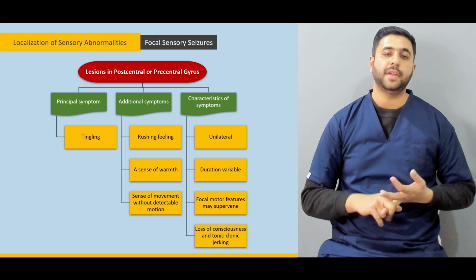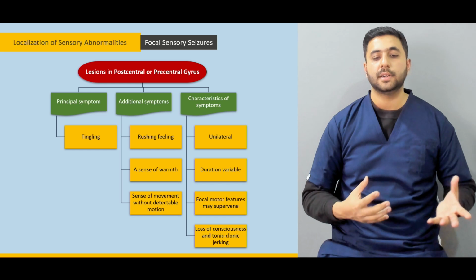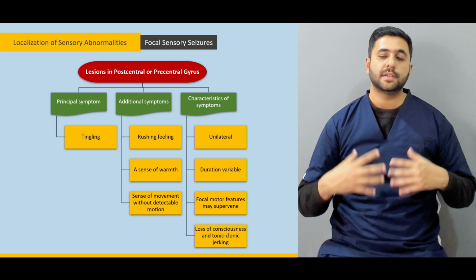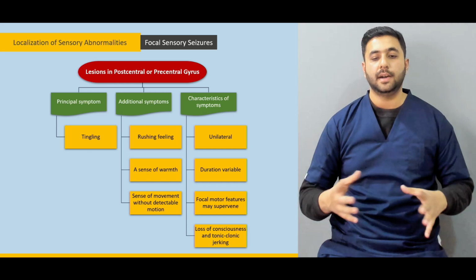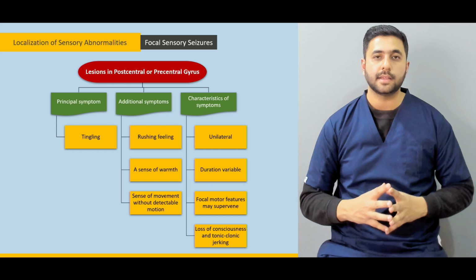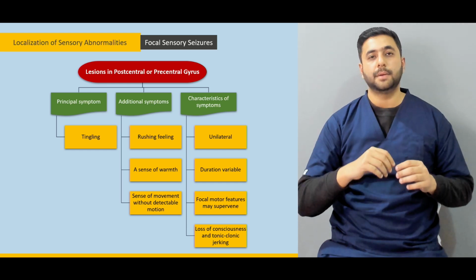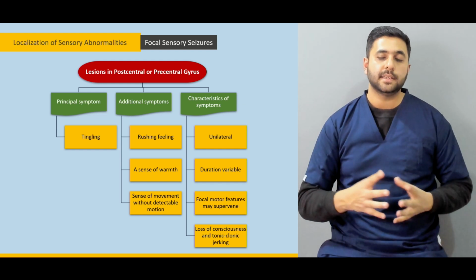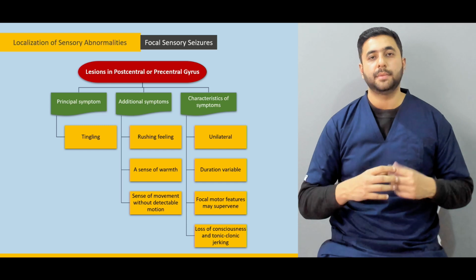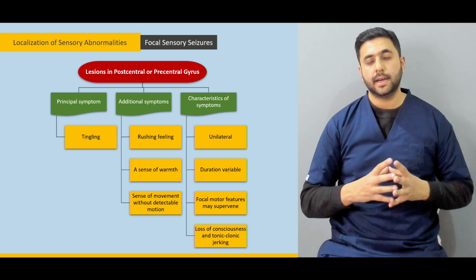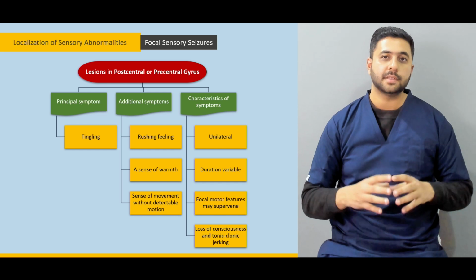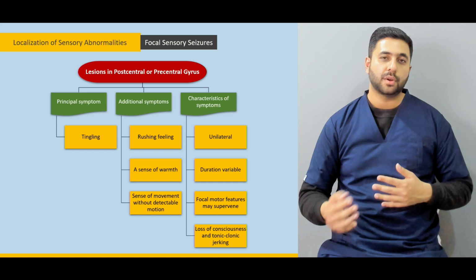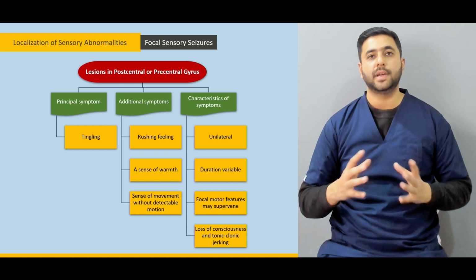So the principal symptom is the tingling sensation. The additional symptoms might be a sense of warmth, a rushing feeling, or an altered sense of movement. And one important thing is that they might start off as a focal sensory seizure and later on generalize and transform into a tonic-clonic jerking seizure, if the problem in the area of the brain which is initiating this seizure is expanding. For example, if it is a tumor that is growing in size, or a bleed that is increasing in magnitude, then these seizures can transform from focal seizures to generalized seizures as well.